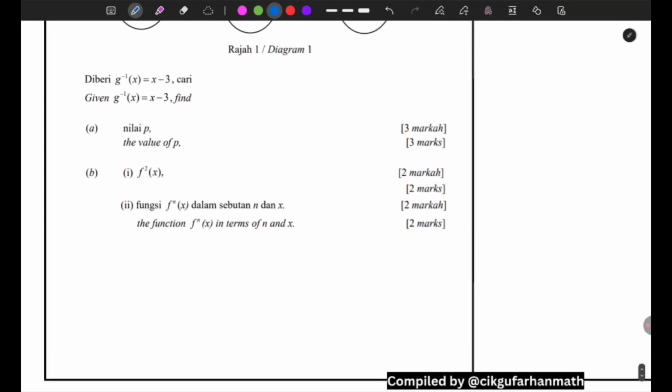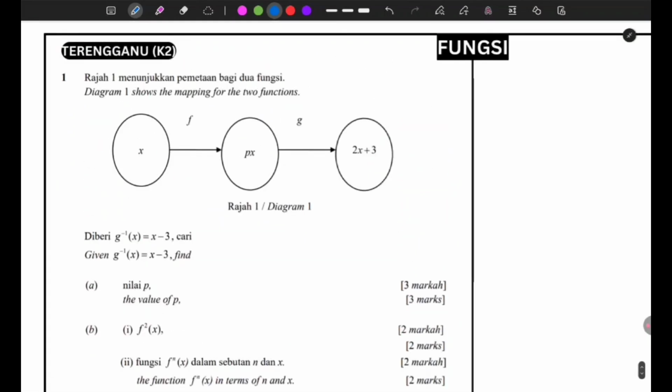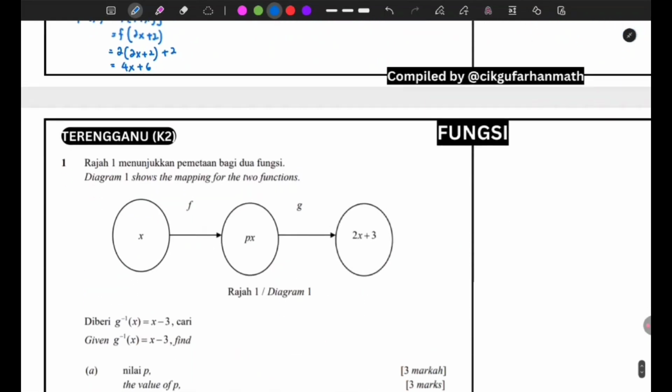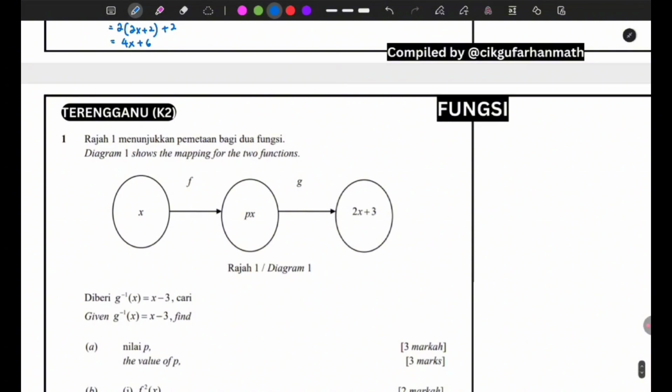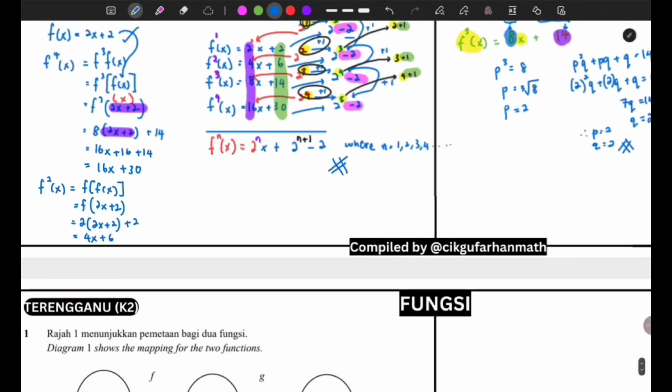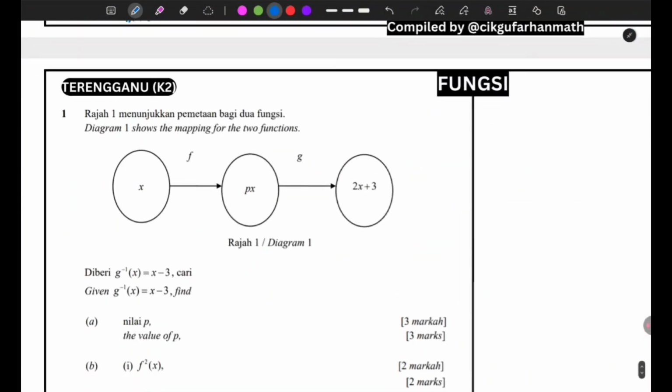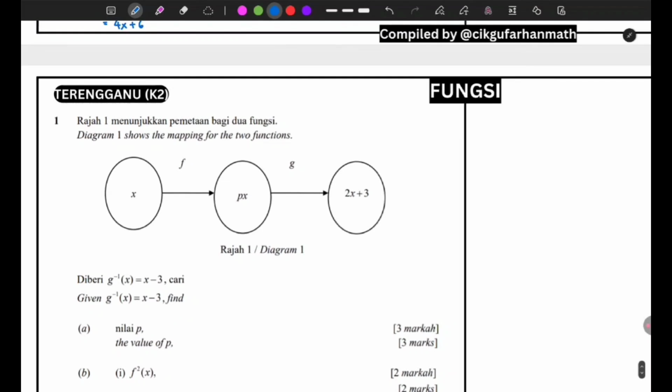So this is the next question, and I think this is the last question also. Diagram 1 shows the mapping of two functions. One is function f of x. So I can say my f(x) is actually px. Here x crosses the function f and gets px.